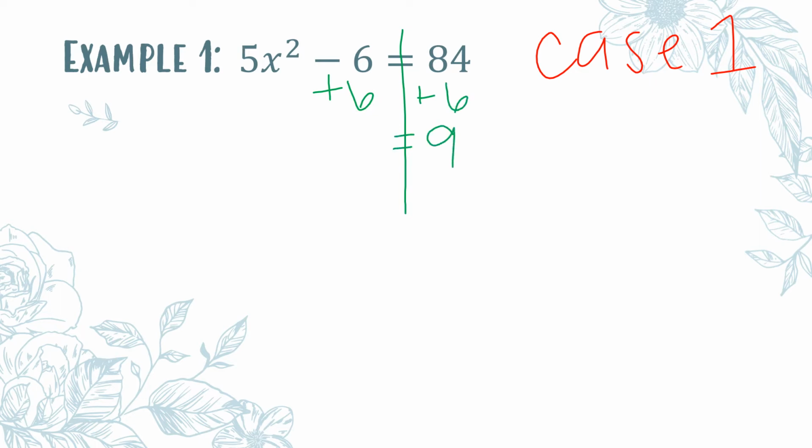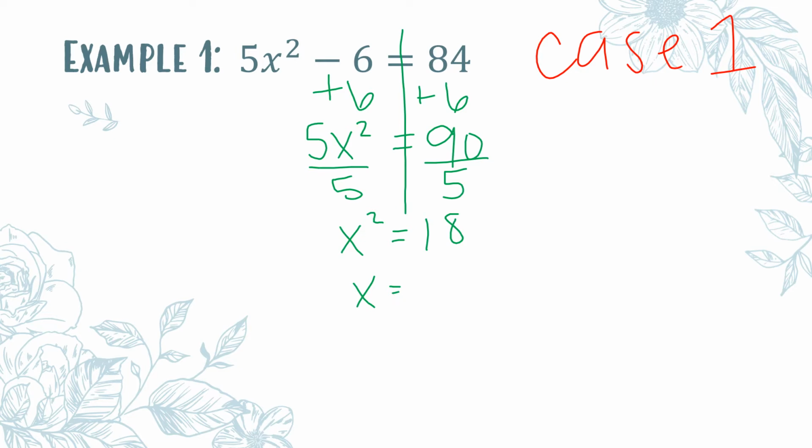84 plus 6 is 90. Bring down the 5x squared. Then I can divide by 5 to isolate my variable. So I get x squared equals 18. And then now I'm not done. So be careful that you don't circle this answer because I want what does x equal.